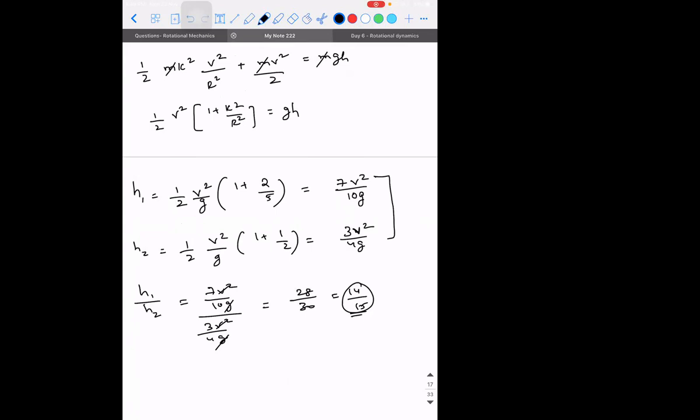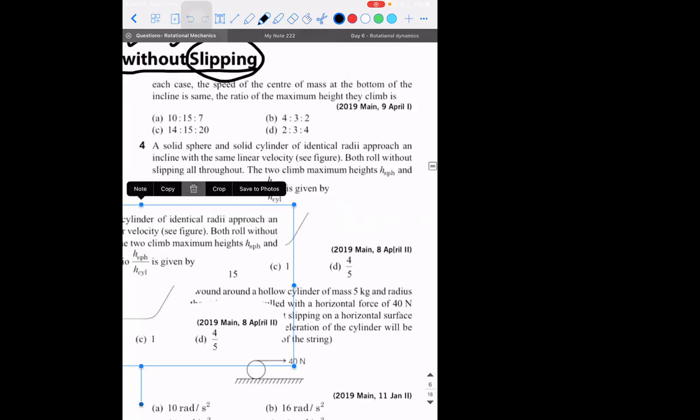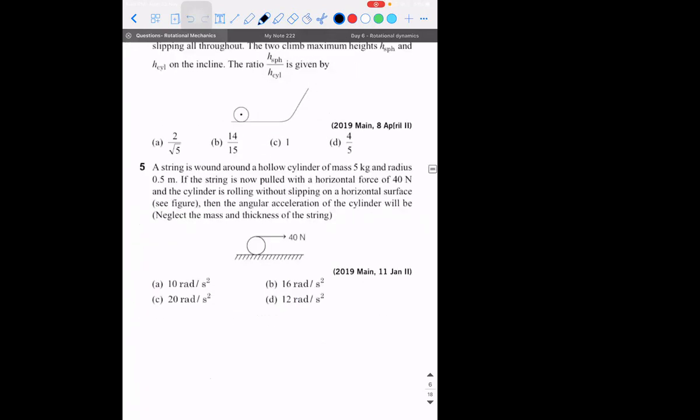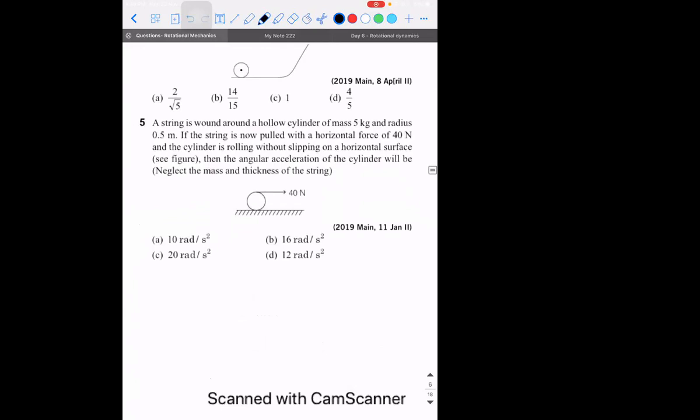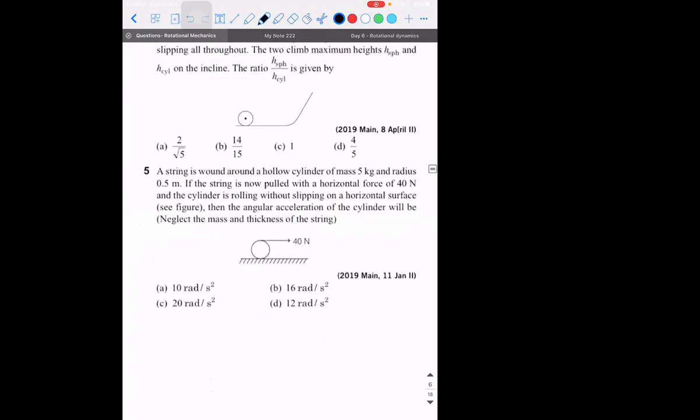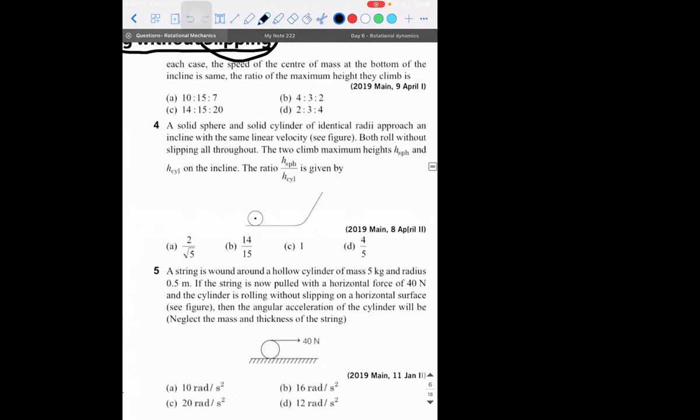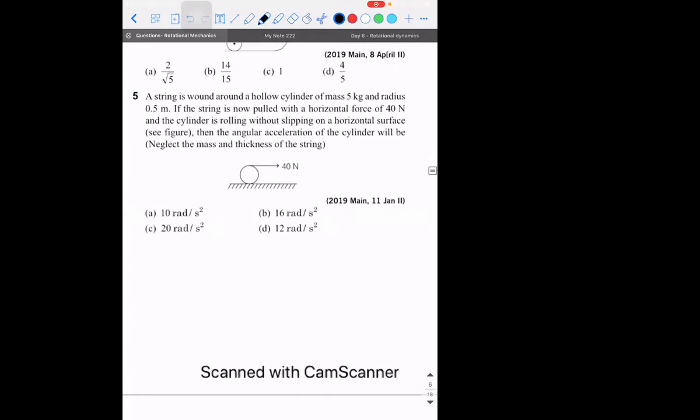So we'll do one last problem and we can wind up. A string is wound around a hollow cylinder of mass 5 kilogram and radius 0.5. If the string is now pulled with a horizontal force of 40 Newton and the cylinder is rolling without slipping on a horizontal surface, then the angular acceleration of the cylinder will be. This is a very simple problem.